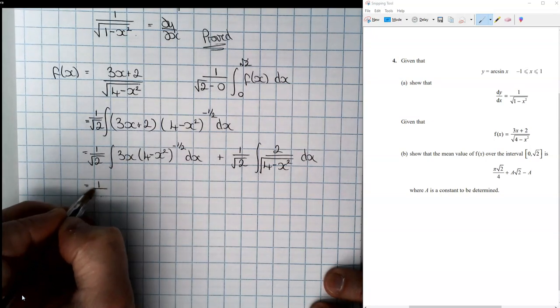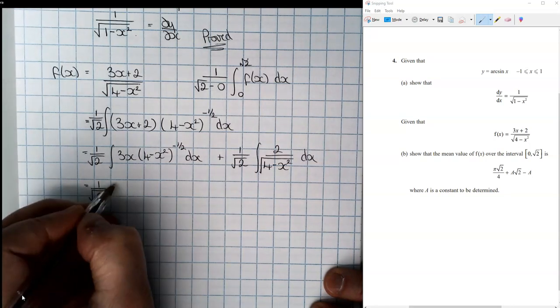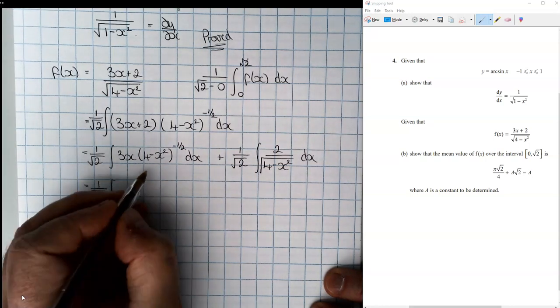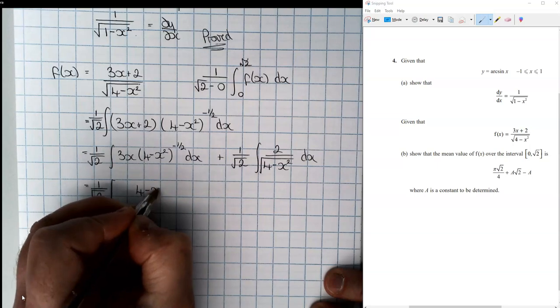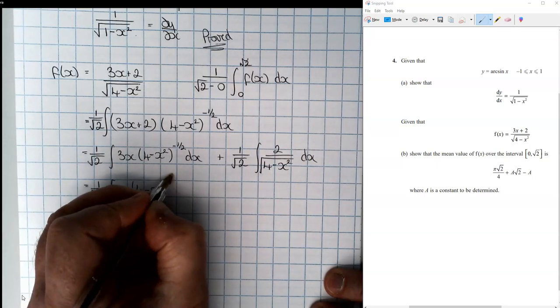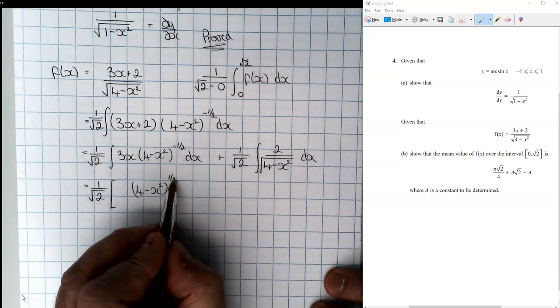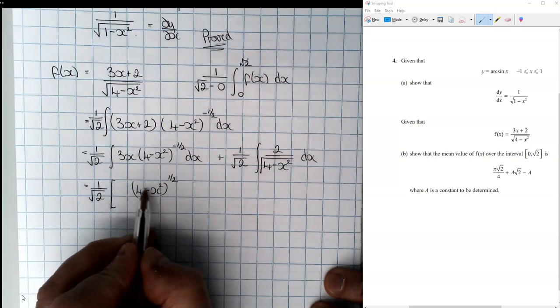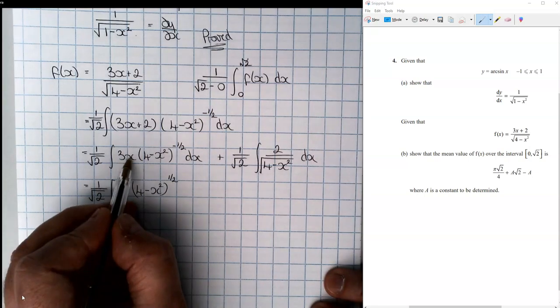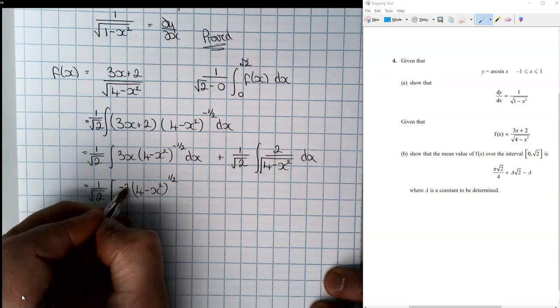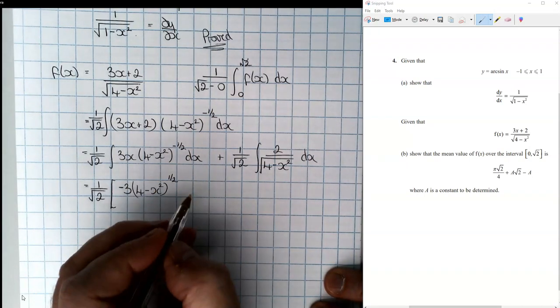So we integrate the first bit, which is I get 4 minus x squared raised to the power of 1, which is a half. If I differentiated this, I'll get a half, and I'll get a minus 2x. So I'll get minus x, and I want 3x, so it's minus 3 at the beginning, so that works.